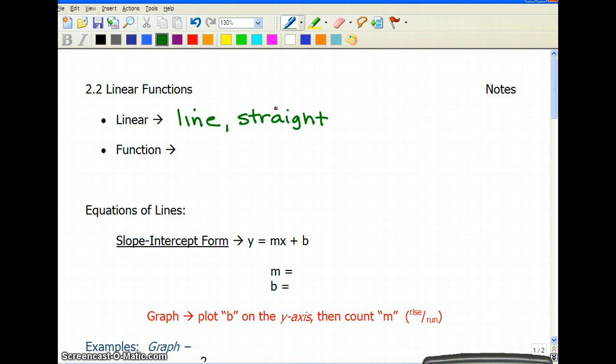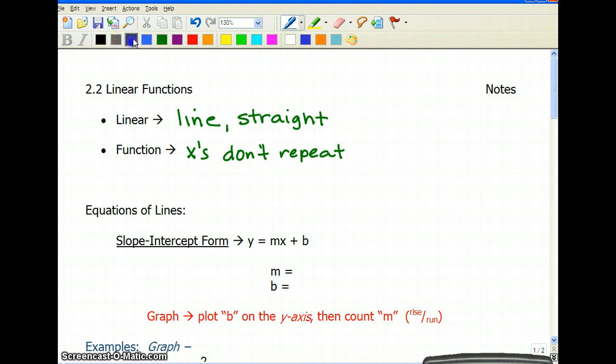A function, well, we already defined function in the last section. That means that the x's don't repeat, okay? And when we get farther along, we'll talk about some lines that are functions and some lines that are not functions. Today, the basis of this is to graph the lines.